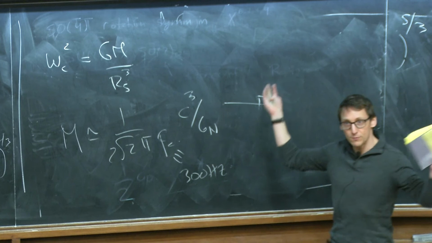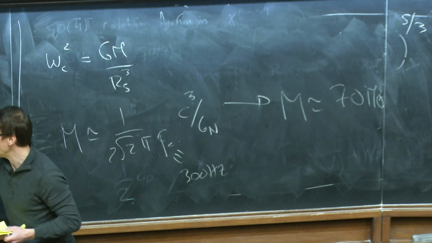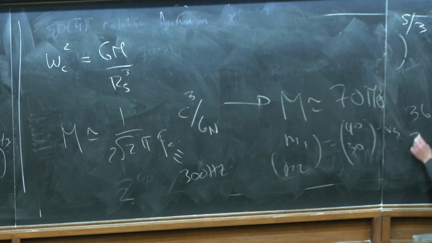If we do that, then we get the total mass is about 70, which is comparable with what we said was the lower mass. This is very naive. You get M1 and M2 from this analysis as something like 40 and 30, not quite, but similar, versus 36 and 29. That is what was done numerically, the best fit. So it's not so bad.